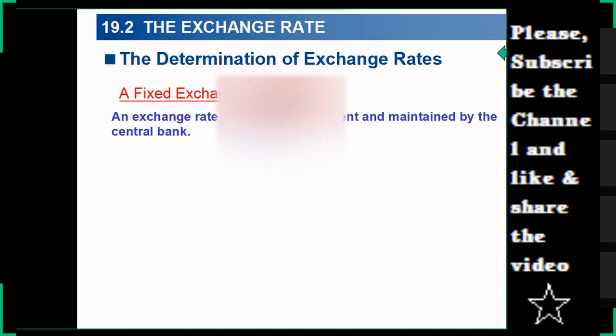So the next part we have got is the fixed exchange rate system. Okay, so what is a fixed exchange rate? Well, it is an exchange rate set by the government and maintained by the central bank. So in this case, the local currency will be pegged with the foreign currency. Most likely it happens between bilateral countries. Okay.